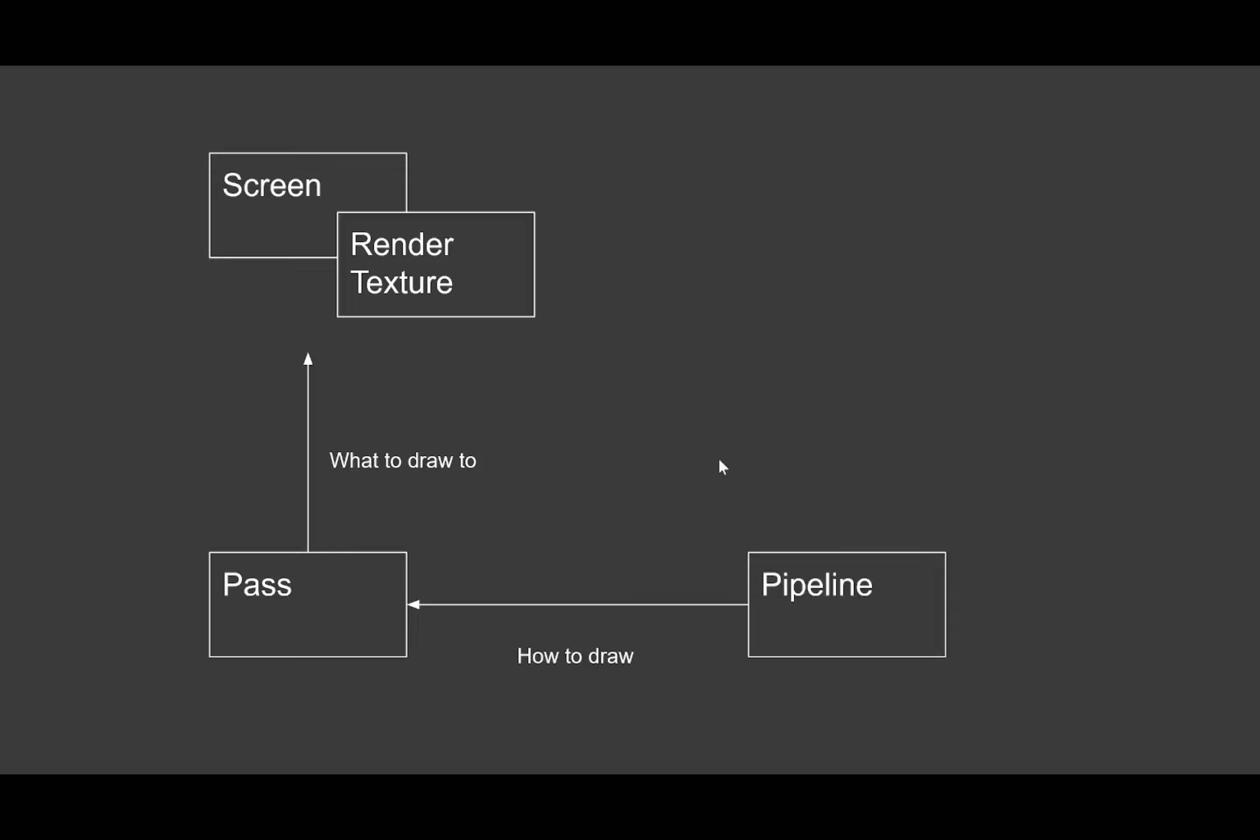Before we start, I just want to go over a couple of things. In graphics programming, we want to draw objects to outputs. These outputs can include our screen or render textures. In order to know which ones to draw to, we use passes. Passes tell Sokol what we're drawing to. And then we have pipelines. Pipelines tell Sokol how we're going to draw to those passes.